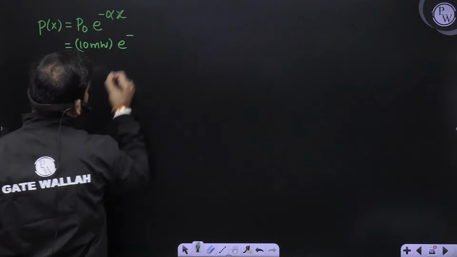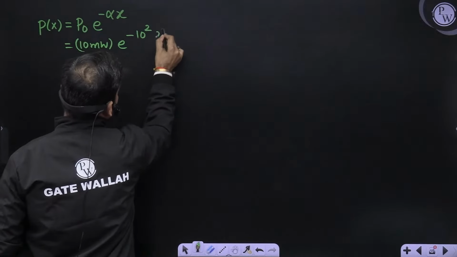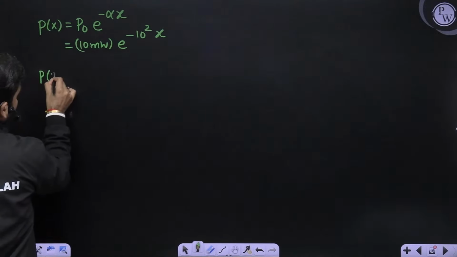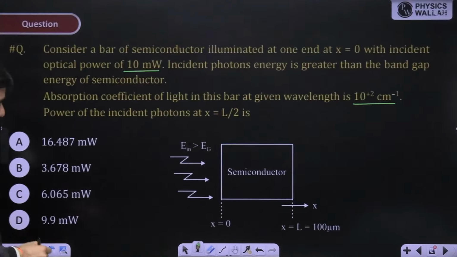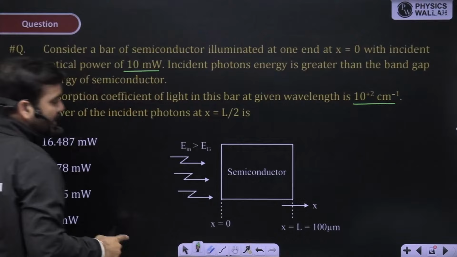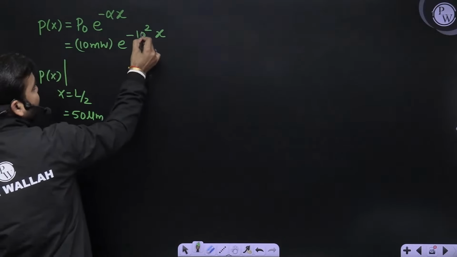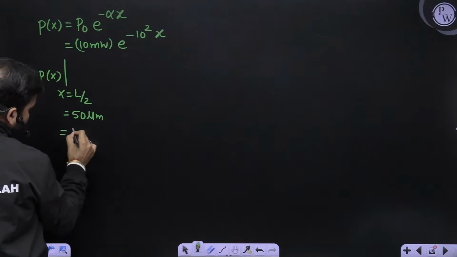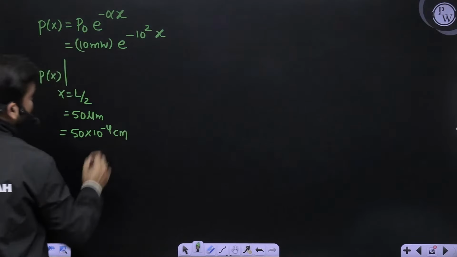Into e to the power of minus alpha x, alpha is how much? 10 to the power 2, times x. Now what you have to find out? P of x at x equals L by 2. What is x equals L by 2? L is 100 micrometer, so L by 2 is 50 micrometer. But you know very well, here this 10 to the power 2 is in centimeter, so put x also in centimeter. So it is 50 into 10 to the power of minus 4 centimeter.